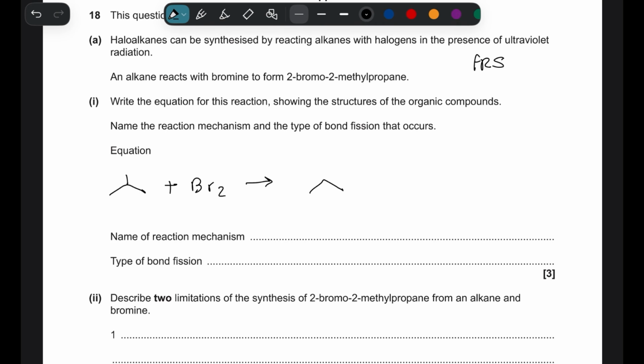So if we do the propane, we need to do the methyl group and the bromine. And then we need to know as well, we're forming HBr. So that's knowledge that you should have beforehand. Yeah? In terms of the reaction, we've already talked about this. This is radical or free radical substitution.